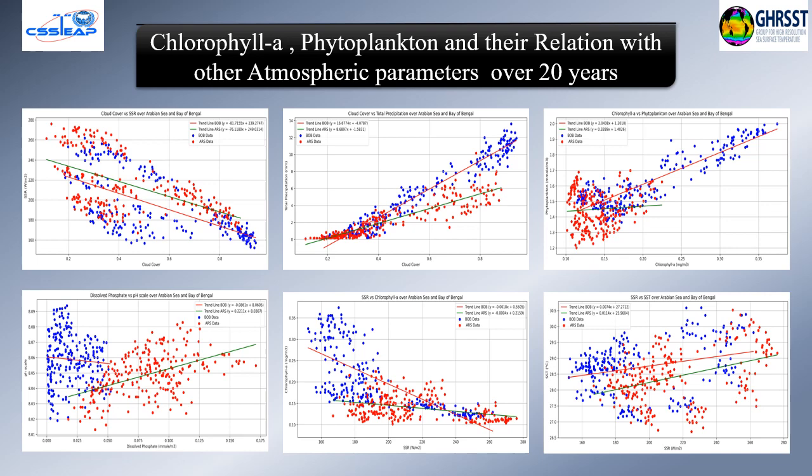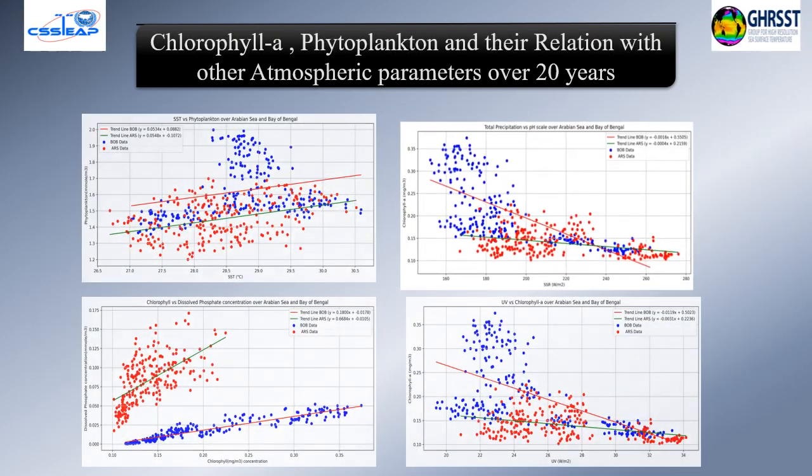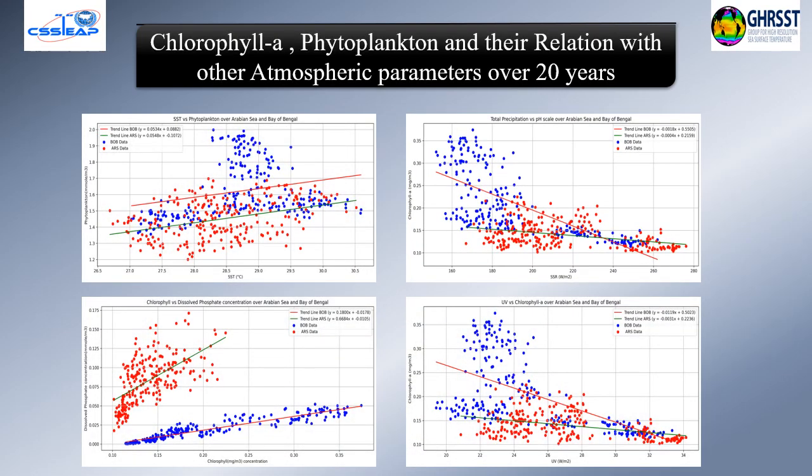we have these as well. This is chlorophyll versus dissolved phosphate concentration, and we can see that the trend line for the Bay of Bengal shows that chlorophyll and dissolved phosphate concentration are strongly correlated with each other over the Bay of Bengal, but not over the Arabian Sea. Similarly, for other plots, we can derive the same.